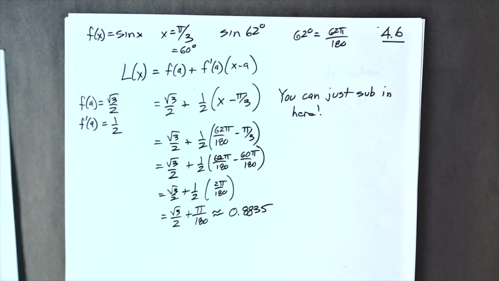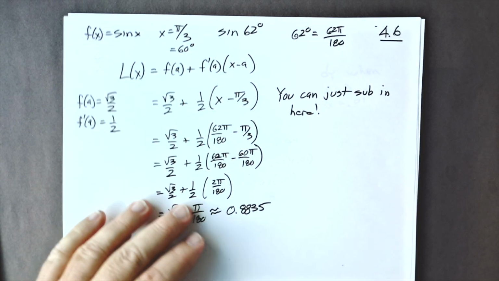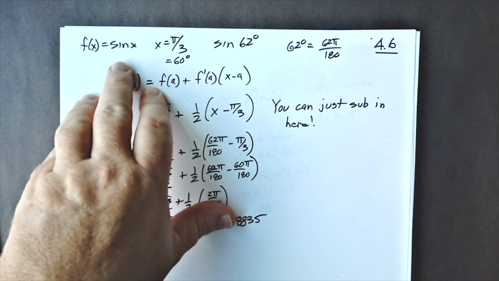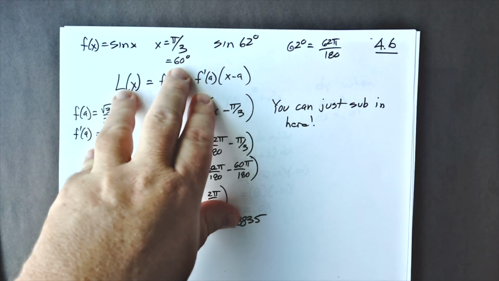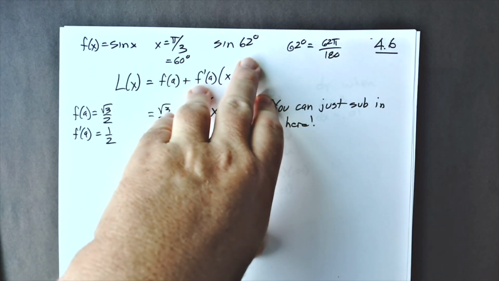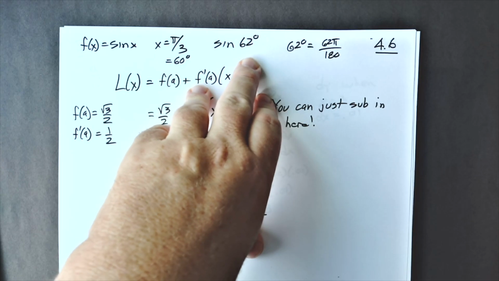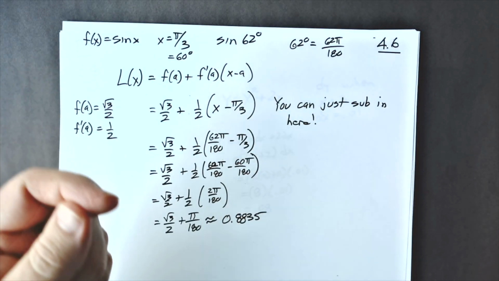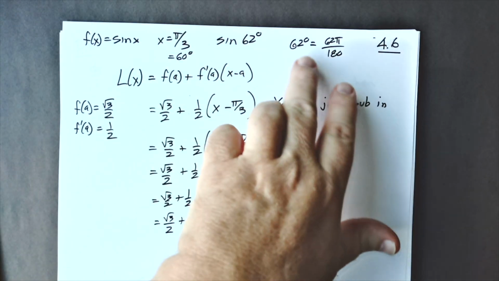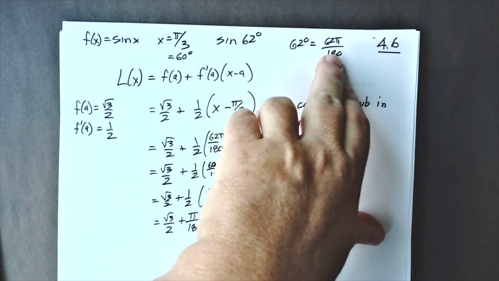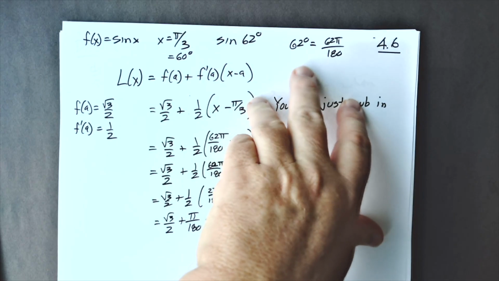If we look at another example, let's take the sine of x, and let's look at pi over 3, which is 60 degrees. Let's estimate the sine of 62 degrees. Let's work in radians in this case. So 62 degrees would be 62 pi over 180 using the conversion factor.